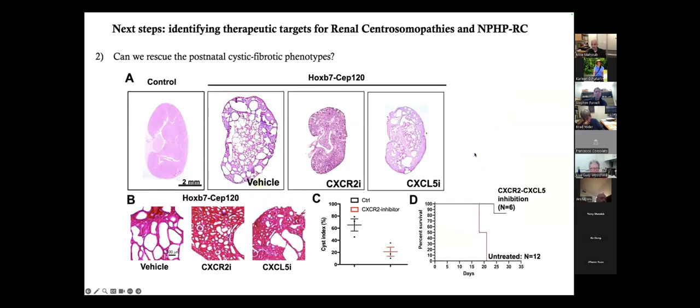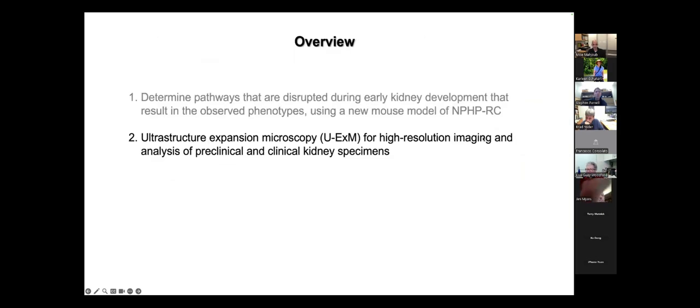And just as a teaser, this is all very, very preliminary. But basically, we're using these small molecule inhibitors. We're seeing that we can rescue this cystic and fibrotic effect of the CEP120 loss when we treat those mice with these inhibitors. We see improvements in cystogenesis, improvements in fibrosis, and we can extend the life of these mice, at least so far, a little bit.